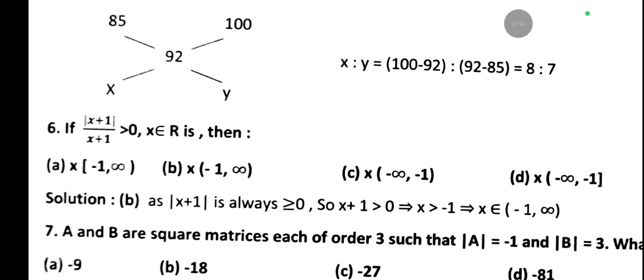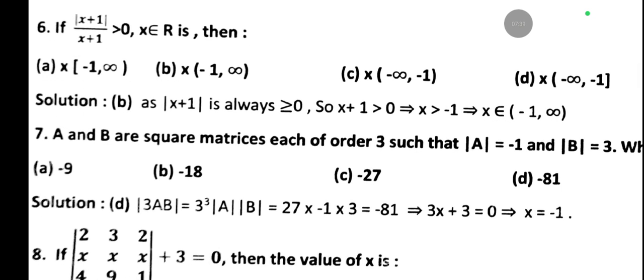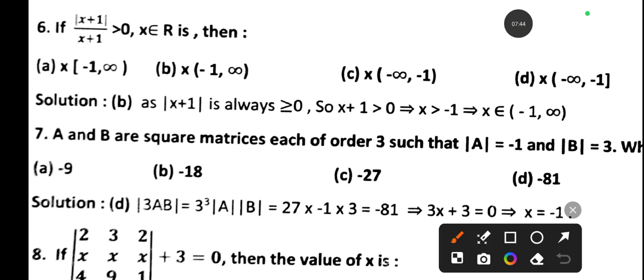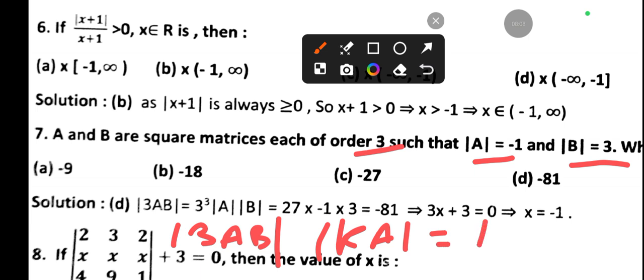Hope you remember. Going to the seventh one. In the seventh question, A and B are square matrices of order 3. Determinant A is minus 1, determinant B is 3. When we are reading, we may read it as modulus, but we are supposed to read it as determinant, children. Now they are asking to find determinant 3AB. Hope we all know determinant kA equals k power n determinant A, where n is the order.